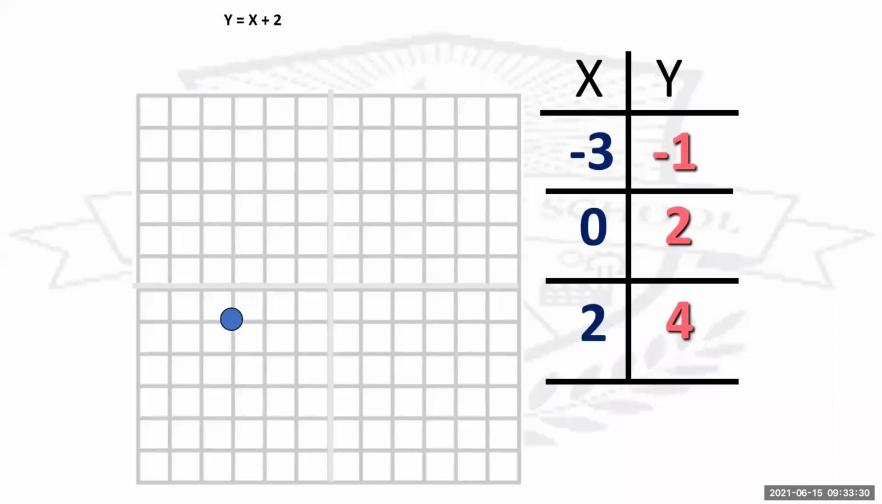Is this clear? So this is your point, -3, -1. For 0, 2, you know x is 0, y is 2. So that means the point will lie on the y-axis. This is your point 0, 2. Next, 2, 4. So 2 positions right, 4 positions up. Understood? Both the numbers are positive. So that is 2, 4.